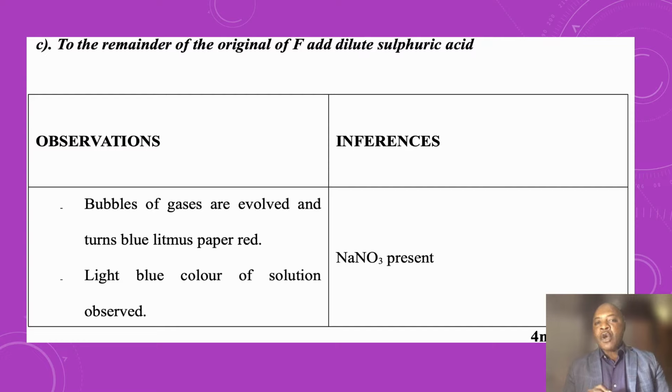Now, to the remainder of the original solution of F, add dilute sulfuric acid. Observation on adding the acid: bubbles of gas are evolved. When a gas is being produced, you have to test the gas. So I tested using litmus paper, and I saw that it turned blue litmus paper red. It is telling you that it is something acidic. Then a light blue color of the solution is observed. From my booklet, my conclusion was that sodium nitrate is present.